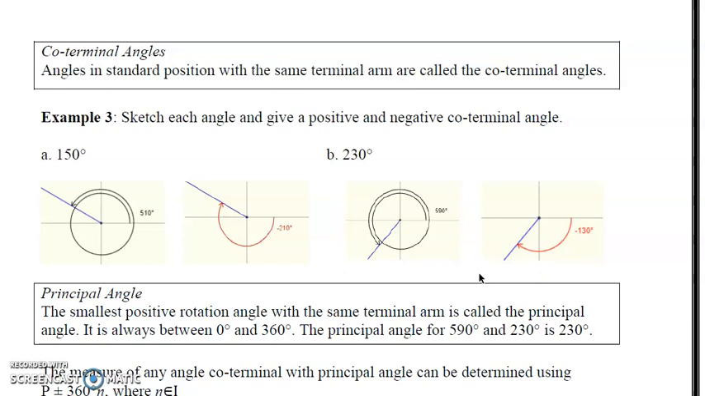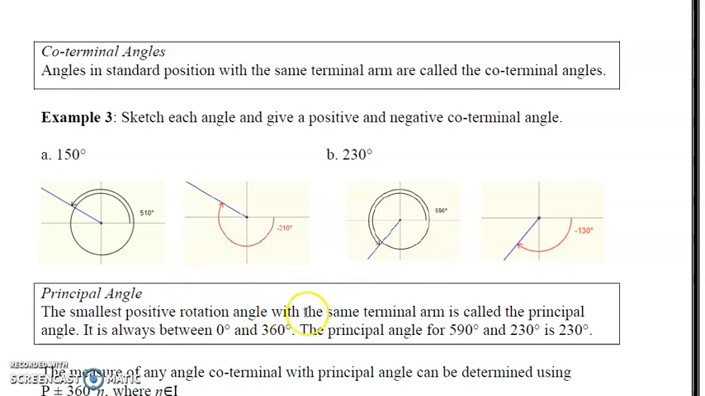Look at example 3B, 230, same thing. For 230, we'd have 90, 180, and 50 more to 230. What I did was I went another 360 around, and I got to 590. So I added 360 to 230, and 230 plus 360 is 590. And the same thing if I subtract 360, I would get negative 130, and I go to the left. And again, there's an infinite number. You can continue to add 360 or subtract 360.